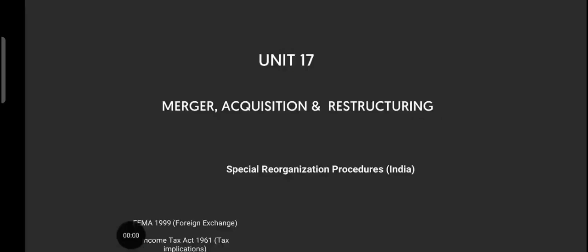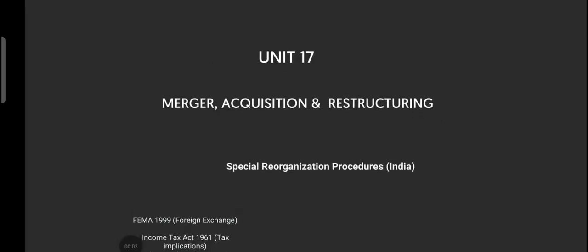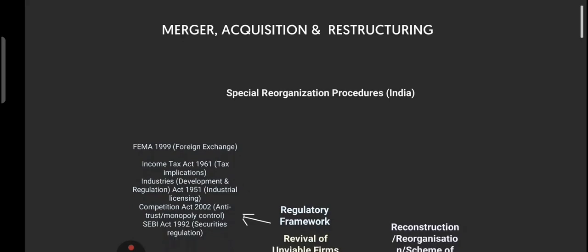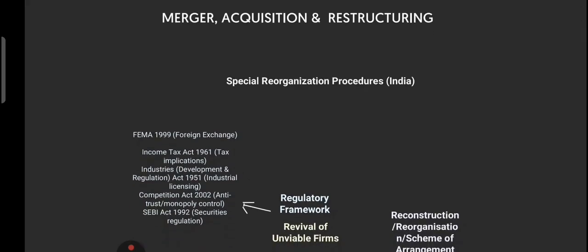And hi friends, welcome to the crash course unit number 17. Chapter name is merger, acquisition and restructuring. So friends, let's start with this chapter with our first topic, which is a special reorganization procedure with perspective to India.